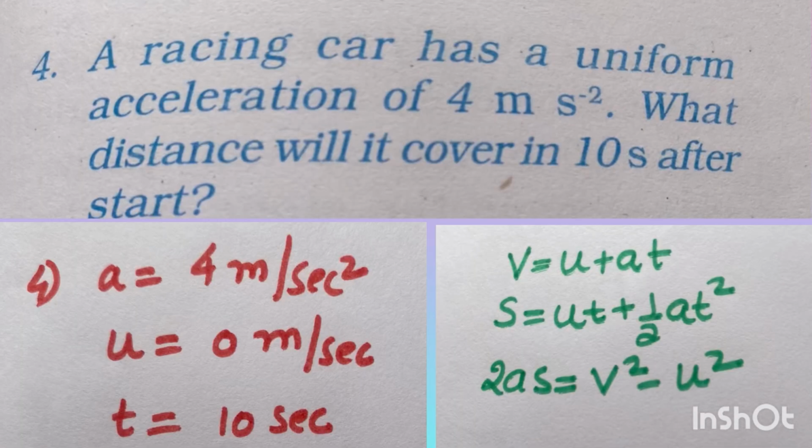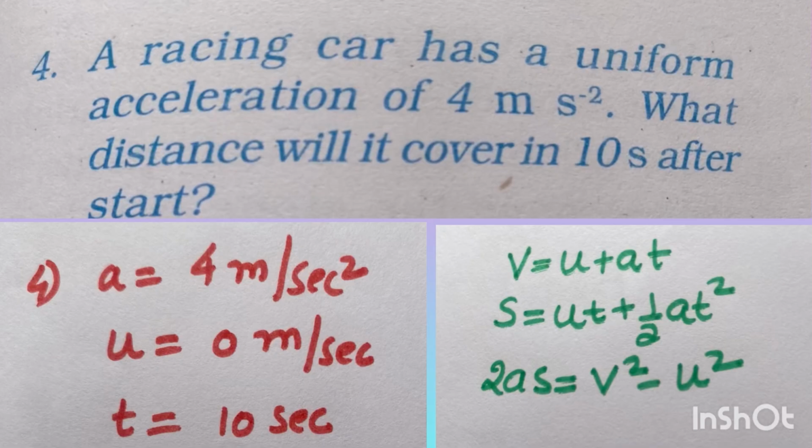Question number 4. A racing car has a uniform acceleration of 4 meter per second square. What distance will it cover in 10 seconds after start? So acceleration is given 4 meter per second square. Time is given 10 seconds. We need to find distance it will cover in 10 seconds after start. So again after start will give you hint that initial velocity is 0. So u is 0 meter per second.